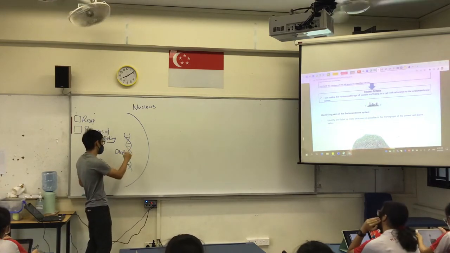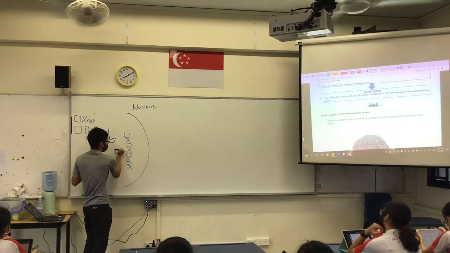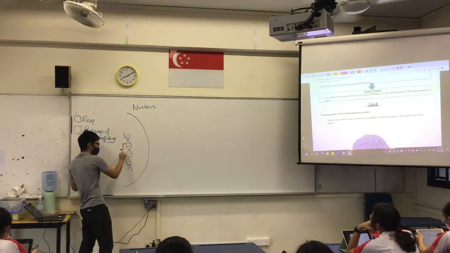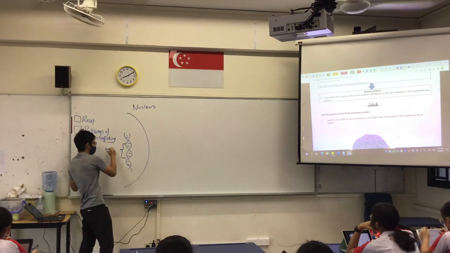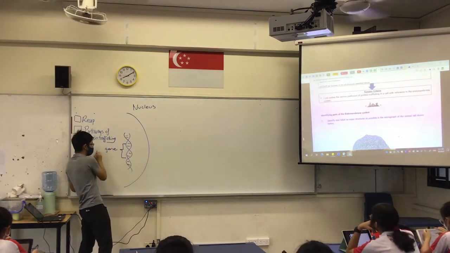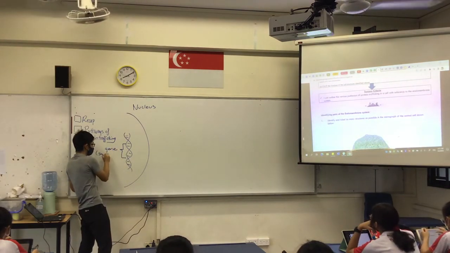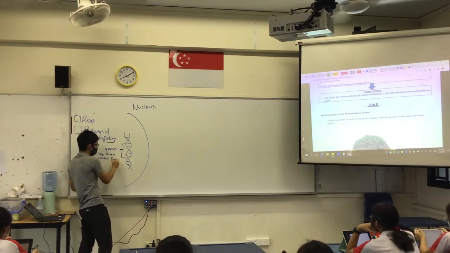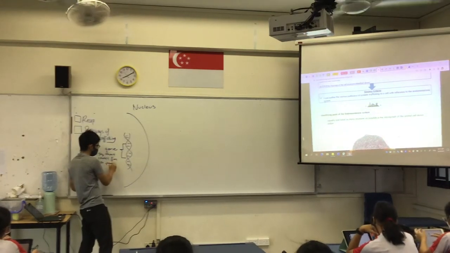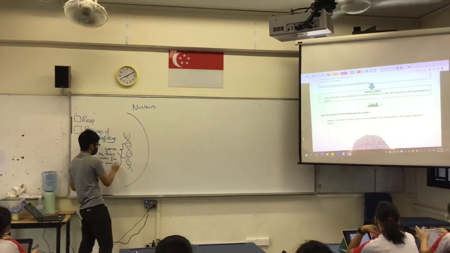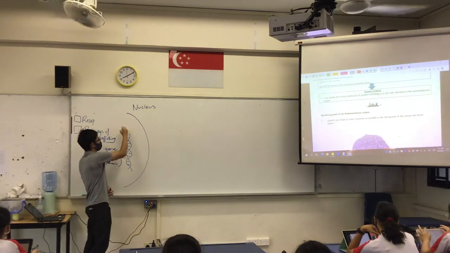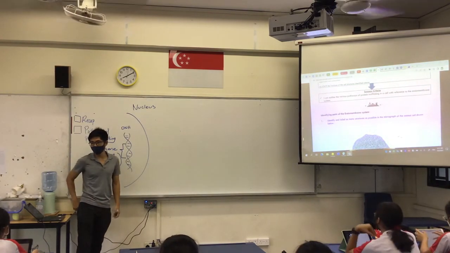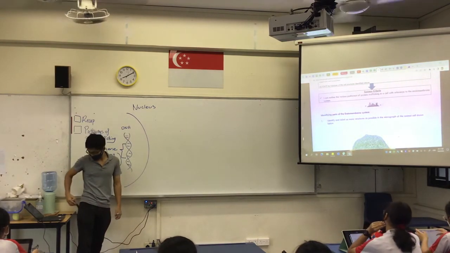So if I were to just take a segment of the DNA, we call this a gene. A gene is a sequence that codes for a protein. We learned two things before we left off for your quiz.